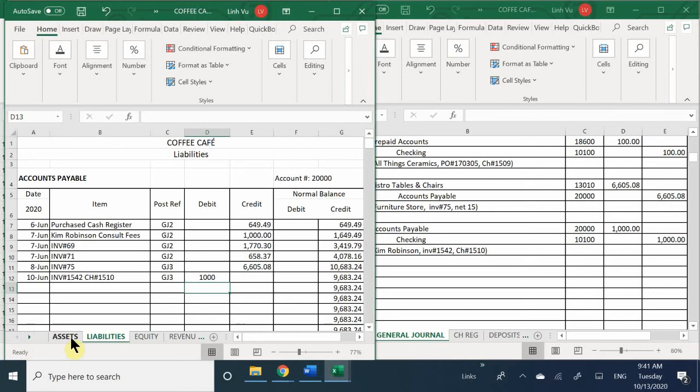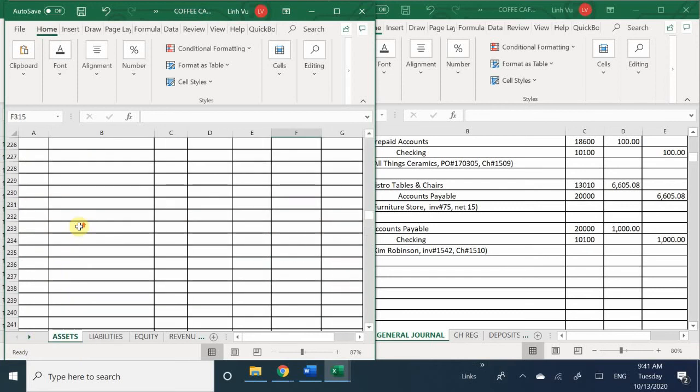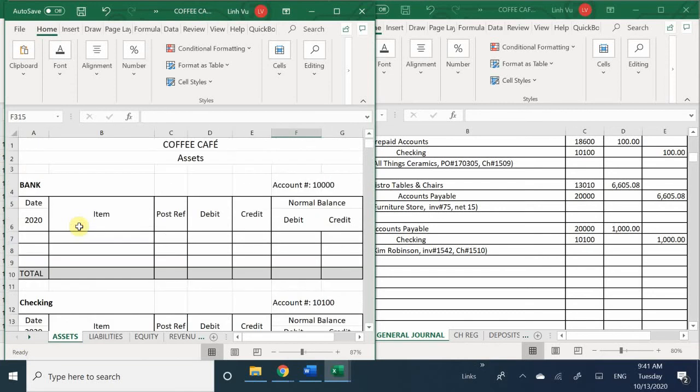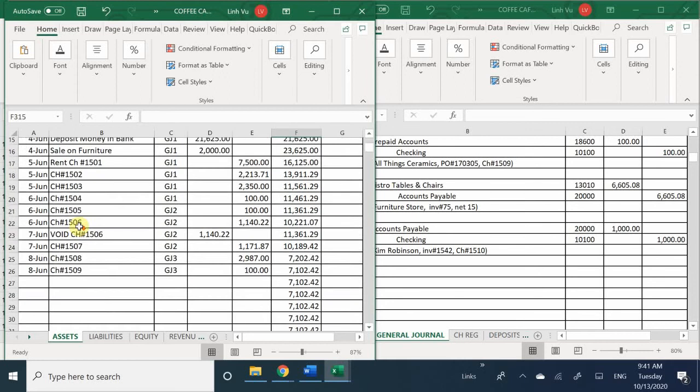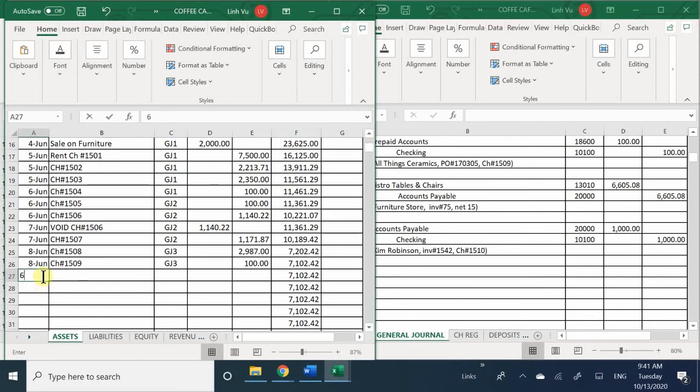And then I have to go to my assets. I have to go update my checking account for 610. Okay. And it's for check number 1510. General journal number 3. And I'm also going to be crediting again for another 1,000.